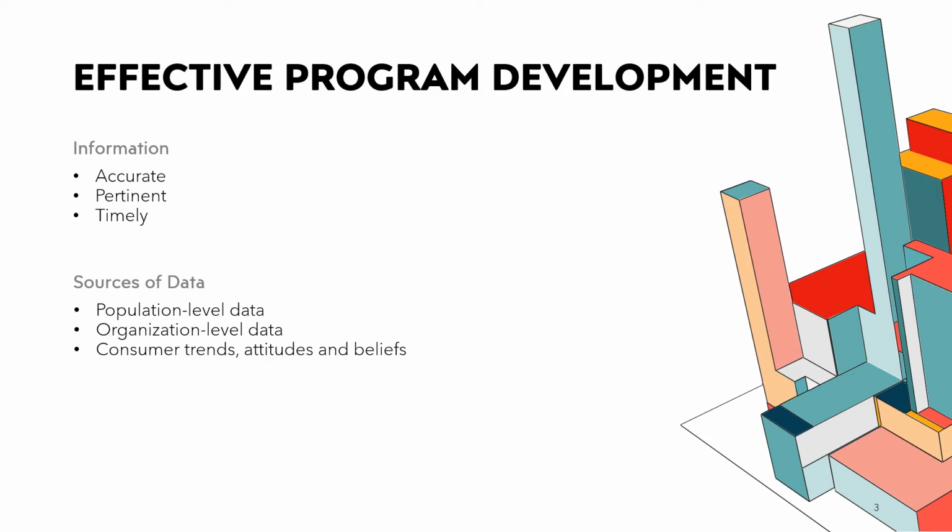The text talks about how important it is to have really accurate information as you start to analyze the need for a program and analyze sources of baseline data to develop that program. And so one of the different levels of those data are population level data, organizational level data, and consumer trends, attitudes, and beliefs.